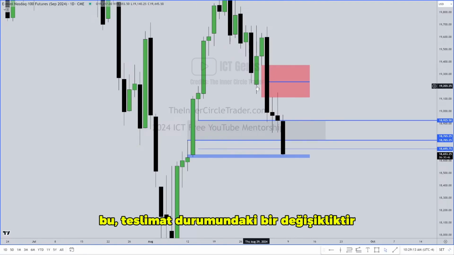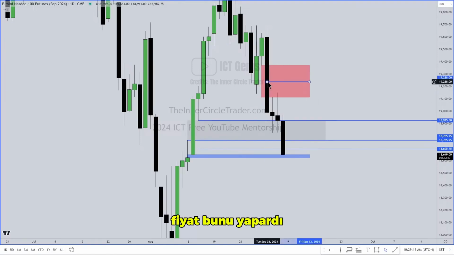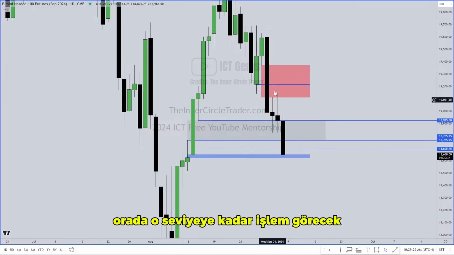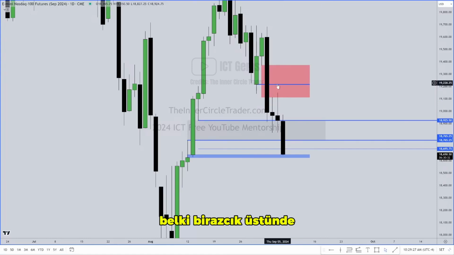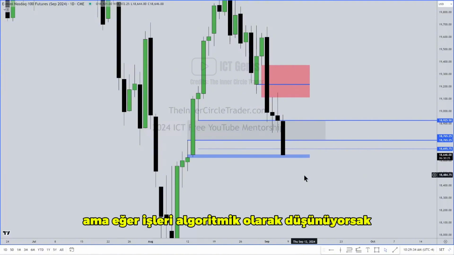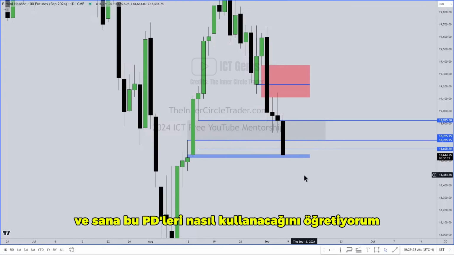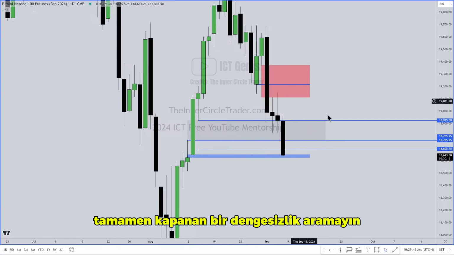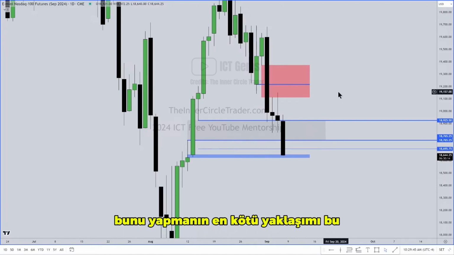This is a change in the state of delivery right there, that opening price. In a perfect world, price would do this. It would trade up to that level there, maybe just a little bit above it, and then roll over and go lower. That's the perfect world. But if we're thinking about things algorithmically, and I'm teaching you how to use these PD arrays properly, not look for an imbalance that completely closes in, then I'm going to go long or short based on that. That is the worst approach to doing that.